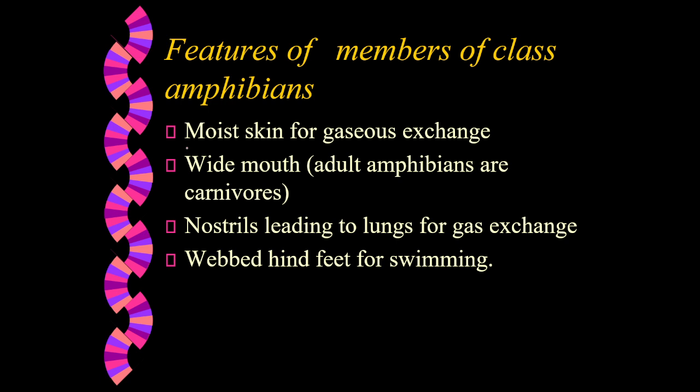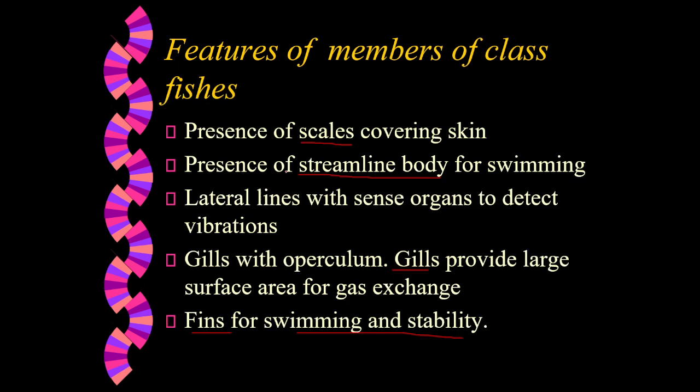Amphibians have moist skin, and this moist skin is used for gaseous exchange. They have a wide mouth. Their nostrils lead to lungs for gas exchange, and they have webbed hind feet for swimming. The most important thing is that amongst all these, they commonly ask you about their skin, because some of them have scaly skin, some of them have moist skin. So you need to know what type of skin each of these classes has.